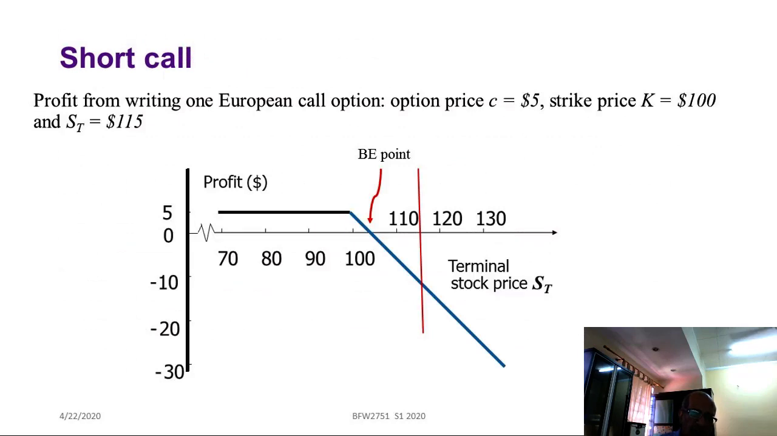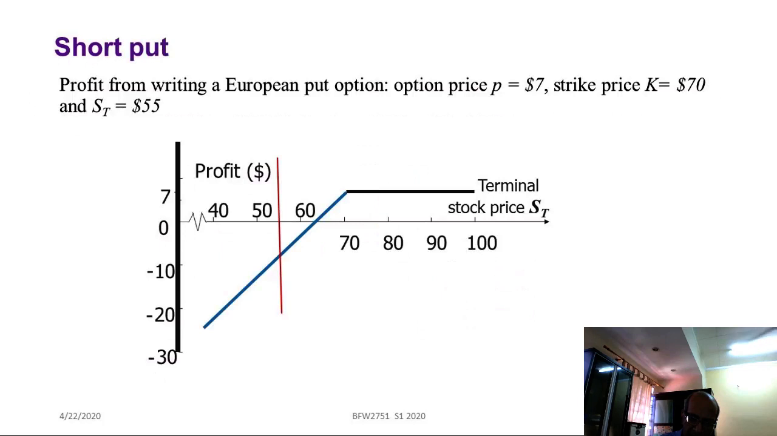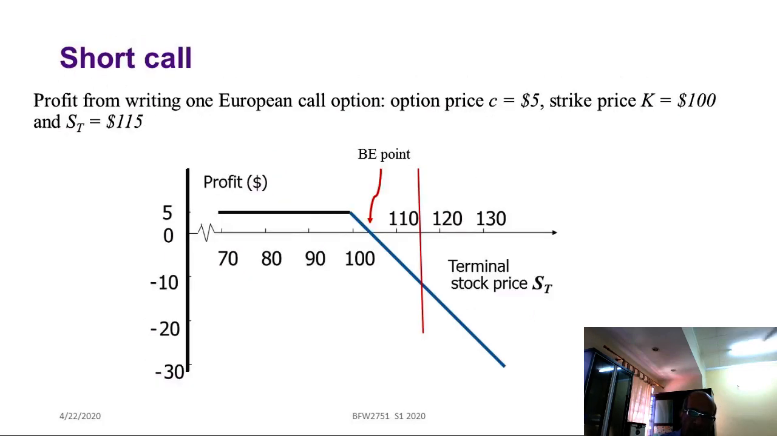Okay, short call just now. Coming back, do you remember our first example in the long call? Profit from writing one European call option, where the premium was $5, strike price was $100, and the ST was 115. So it is the reverse graph of the long call option. Can you see now?